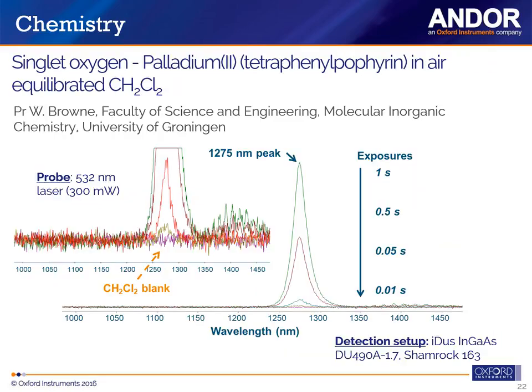Another example in chemistry, again with the same group, is looking at singlet oxygen. Singlet oxygen is an important piece of information for certain chemical reactions. Here, using a 532 nanometer laser at 300 milliwatts and decreasing the exposure time of the InGaAs sensor, we're looking at the emission peak at 1275 nanometers with these decreased exposure times, using the Andor iDus InGaAs camera and the Shamrock 163 spectrometer.